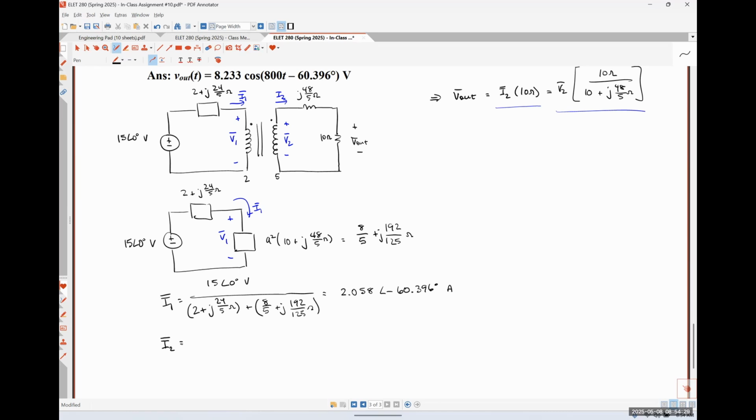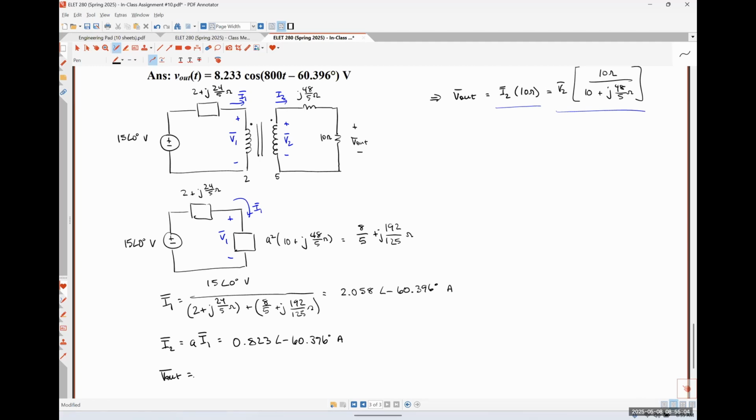How do I get I2? So just A times I1. Yep. So A times I1, where A in this case is just 2/5. So I'm just going to multiply that answer by 2/5. And I get 0.823 and some change with an angle of negative 60.396 degrees amps. And then lastly, I need to calculate V out.